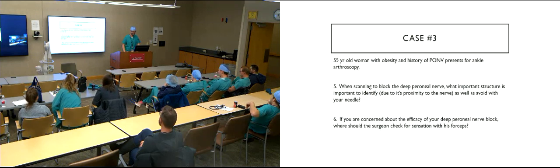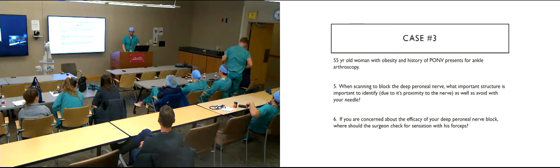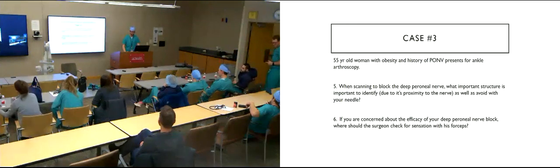Same patient, when scanning to block the deep peroneal nerve, what important structure do you want to identify, as well as avoid with your needle? I just did that one. The dorsalis pedis, correct. If you're concerned about the efficacy of your deep peroneal nerve block, where should the surgeon check for sensation with his forceps? First and second toe. Do you guys remember that? The webbing in between the first and second toe is the quintessential dermatome of the deep peroneal nerve. It also covers the underside of the foot as well.